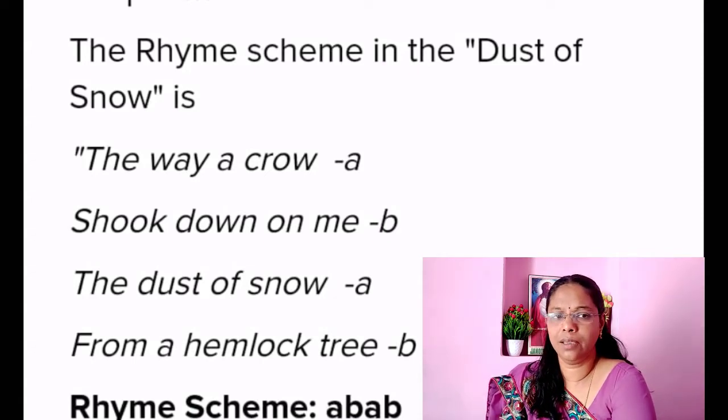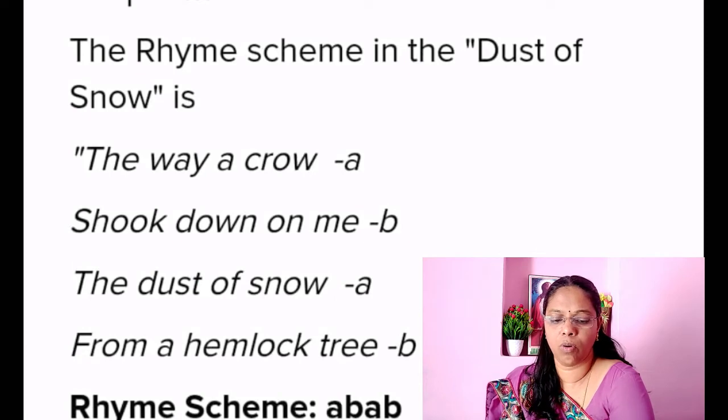So the rhyme scheme in Dust of Snow: if we take crow as A, then the last word of the second line, me, is B. And you see crow is rhyming with snow, again A. Me is rhyming with tree, the E sound there at the end.